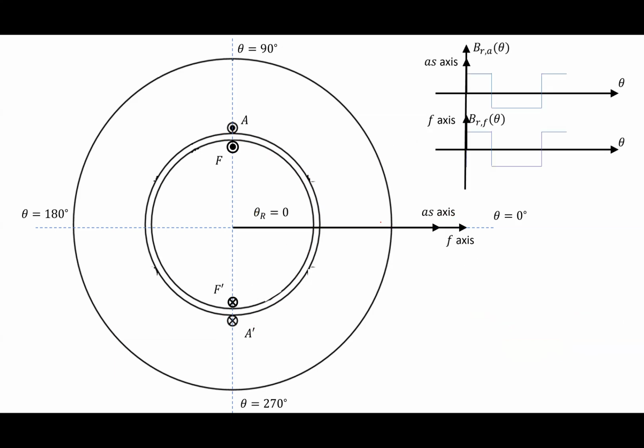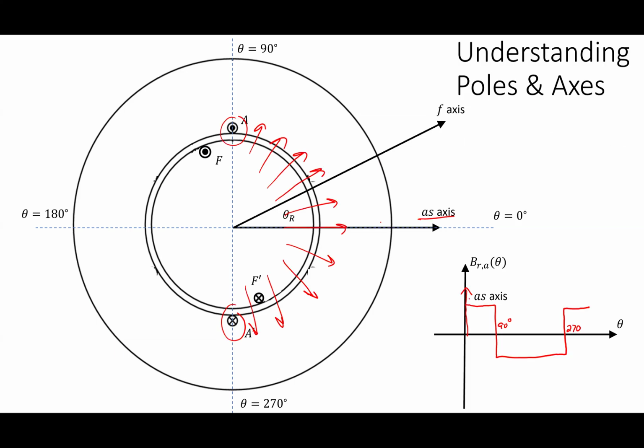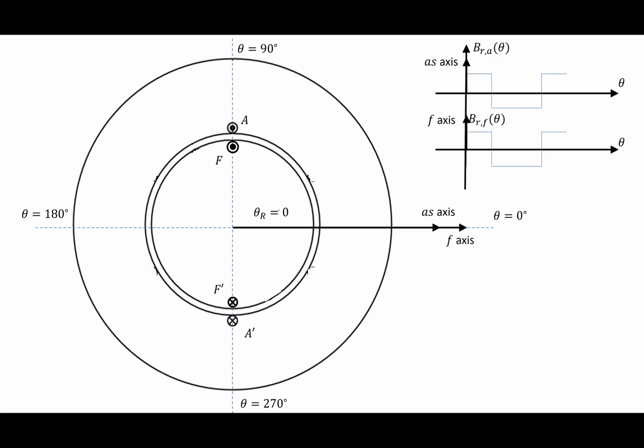Now what I want to do is understand the mutual coupling between coil A and coil F. What I've shown here is that the angle theta R is the angle between the F axis and the A axis. The thing is that the rotor can move as a function of time. It's movable. Coil F is effectively identical, except that it may potentially have a different number of turns.